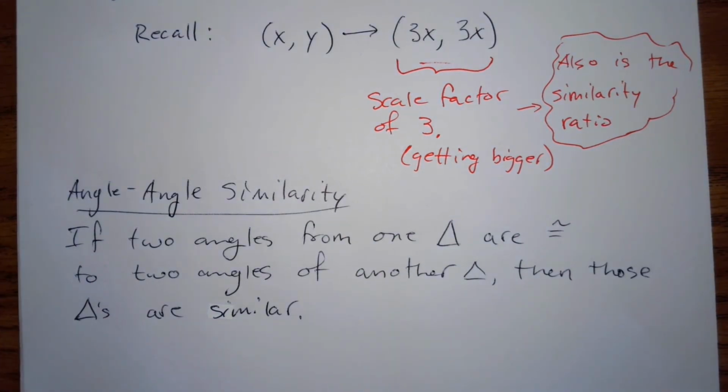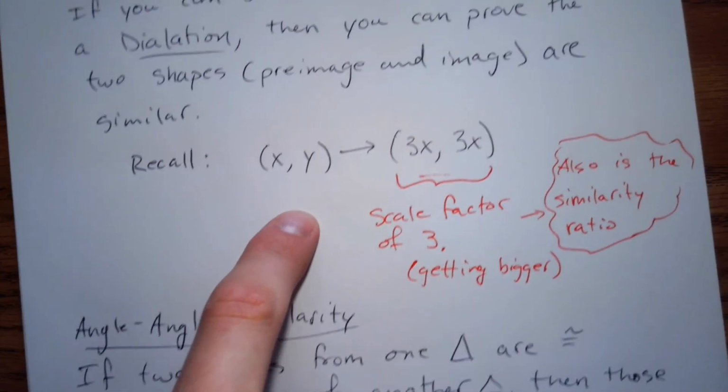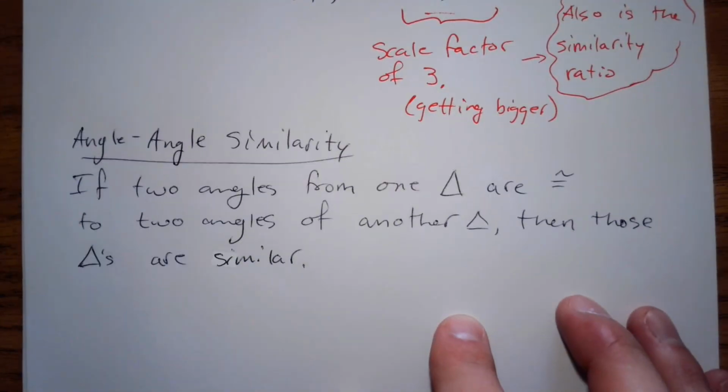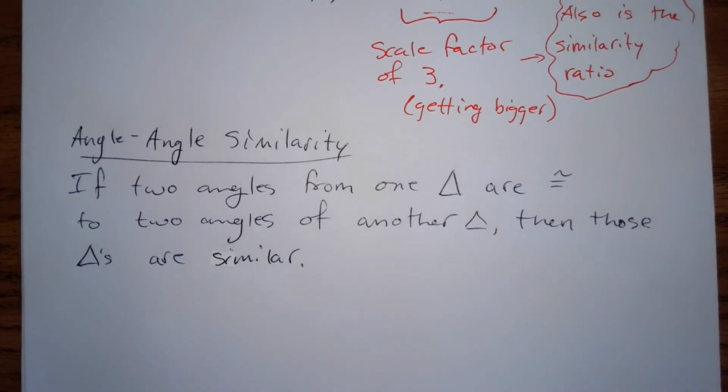So now we have three ways, basically. You can show that all the angles are congruent and all the sides are proportional. Then you can state that the two shapes are similar. Or you can show that there's a dilation happening by writing down some rule like this, or by verifying some rule like this.